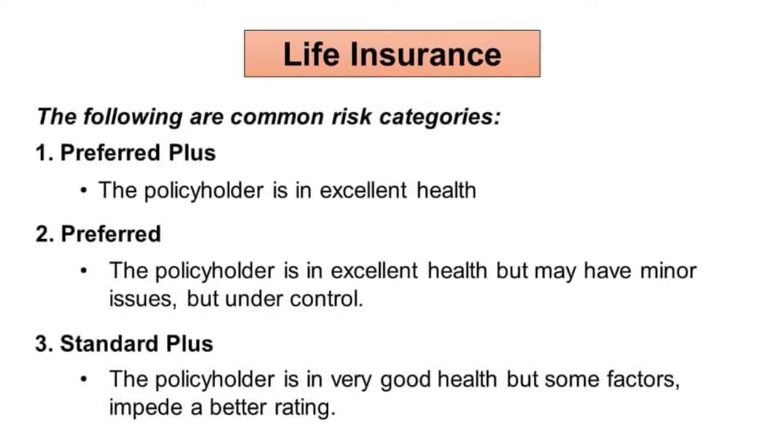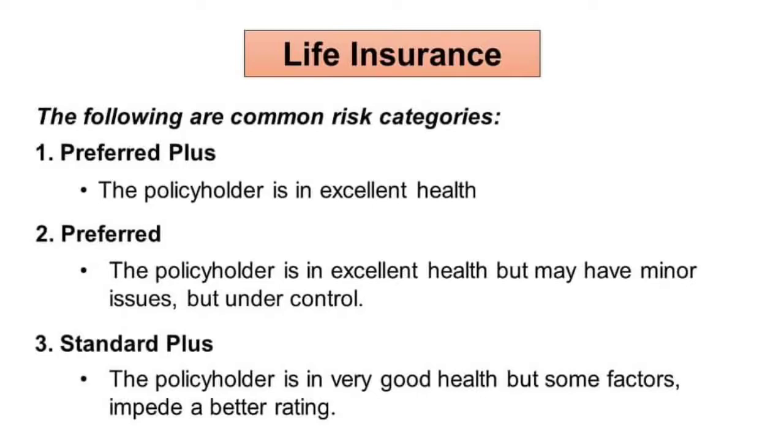First is preferred plus class. It means that the policyholder is in excellent health, with normal weight, no history of smoking, without chronic illness, or family history of any life-threatening disease. This is sometimes called preferred elite, super preferred, or preferred select. This classification comes with the lowest premium.